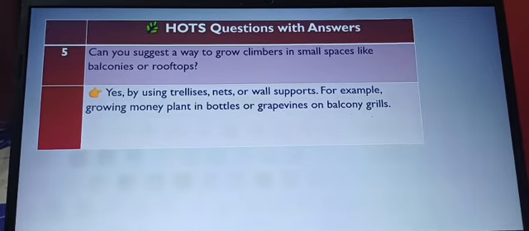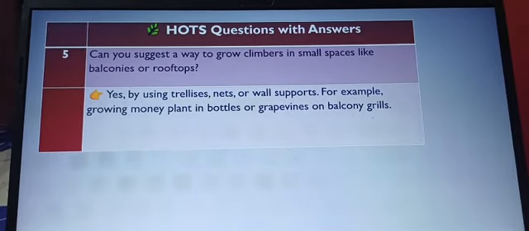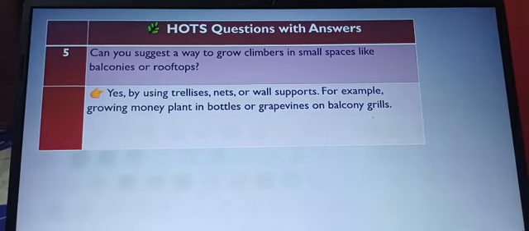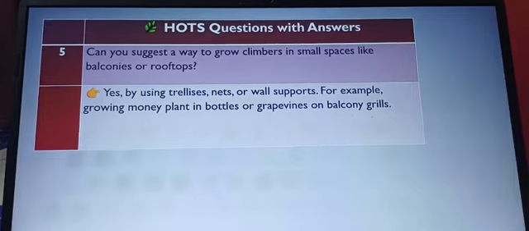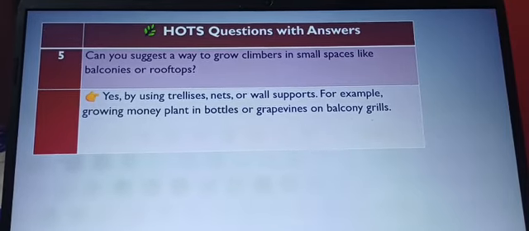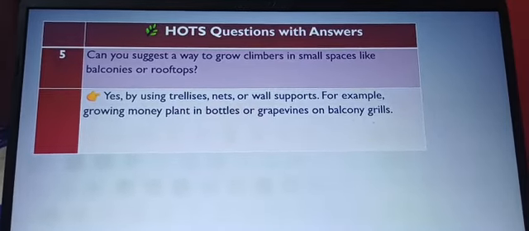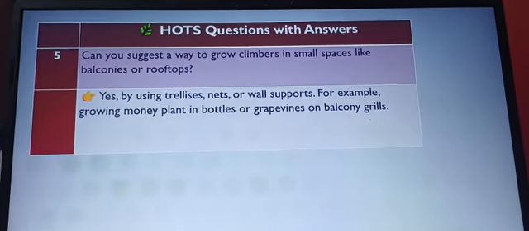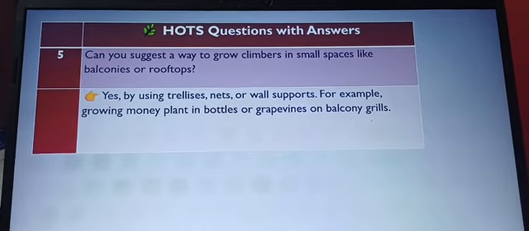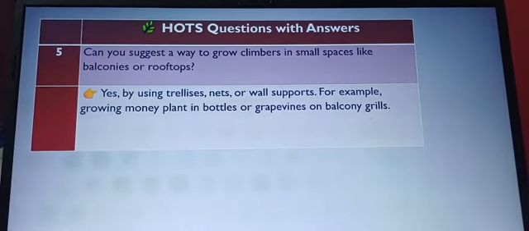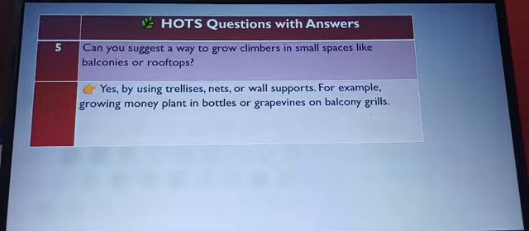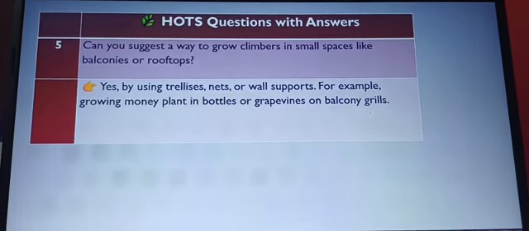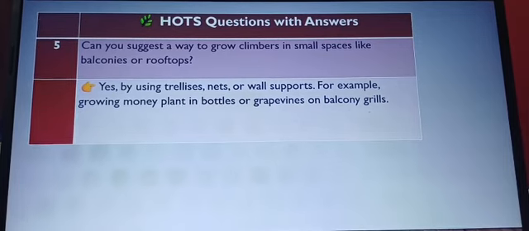Can you suggest a way to grow climbers in small spaces like balconies or rooftops? We can grow climbers in small spaces like balconies or rooftops by growing them in bottles, using nets or wall supports as support. Grapevines can grow on balcony grills. So in this way, we can decorate our house also.